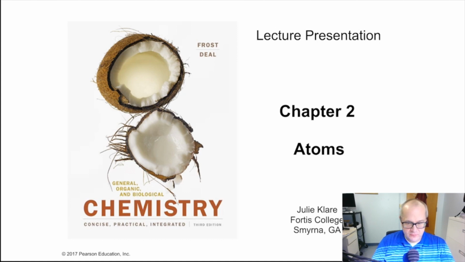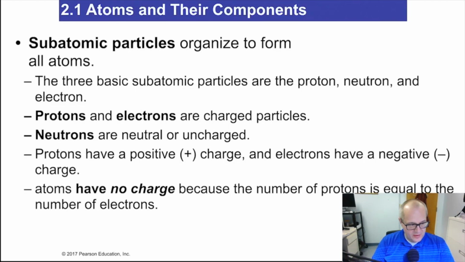It's chemistry. Atoms are what we do. We love atoms. Atoms are the best. But you've got to learn about atoms before we can use atoms to build cool molecules. So, let's take a look at what an atom is.